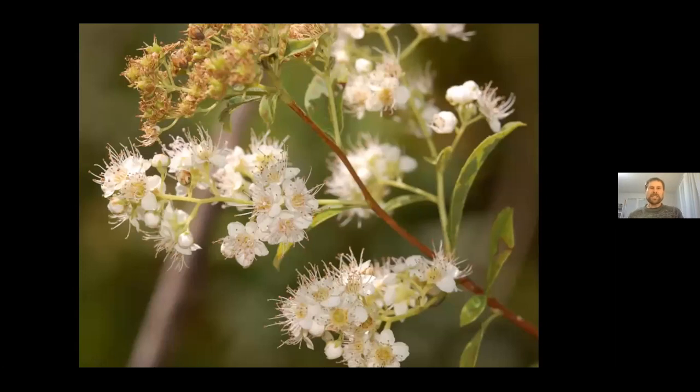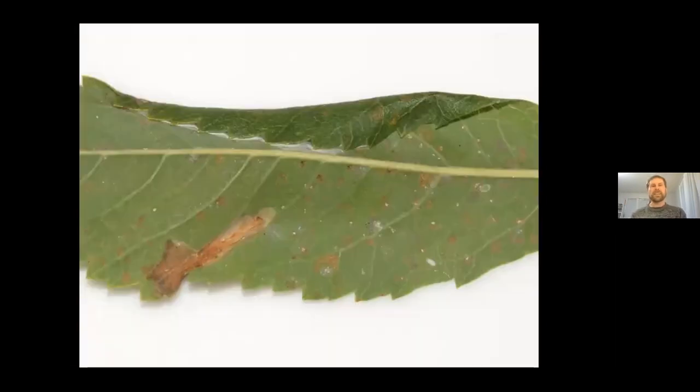A meadow sweet is a great flowering shrub that has showed up at the corner of our yard. And so this leaf is one I found on a meadow sweet in the power line corridor that's a short walk from our house. This is a leaf miner that makes a little mine and then walks to the other side of the leaf and ties it down with silk and finishes feeding there.